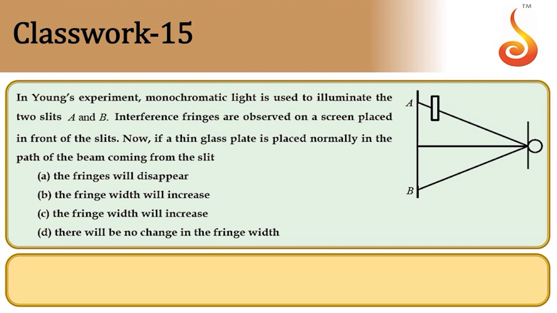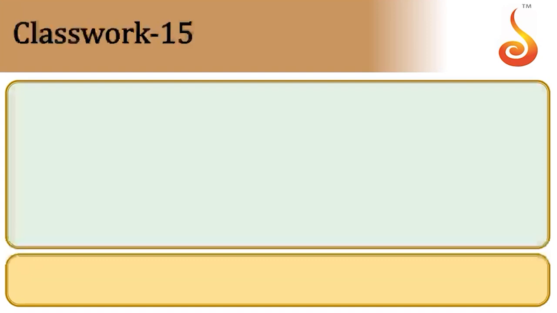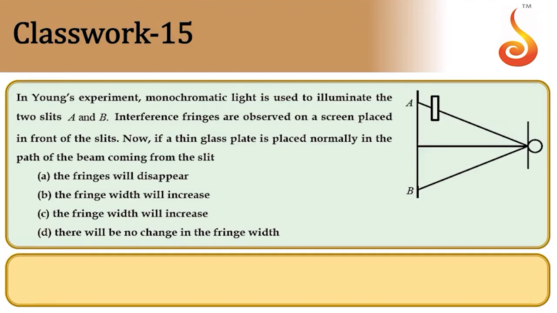There will be no change in the fringe width. So here, in the presence of a thin glass plate, the fringe pattern shifts. The fringe pattern shifts, but there is no change in the fringe width. The fringe width remains the same, but there will be a shift in the position. So there will be no change in the fringe width and there will be a shift.